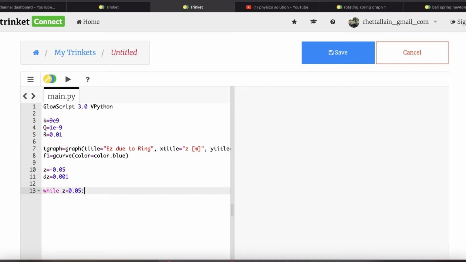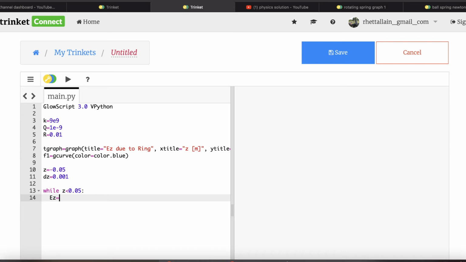So I'm going to take my z value, calculate the electric field, plot it, and then move my z value up to the next place and do it again. The first thing I'm going to do is calculate the electric field. So let's just say Ez equals, now I'm just going to type my formula here, looking at my paper, to make sure I don't get it wrong.